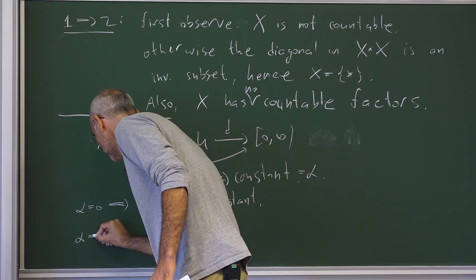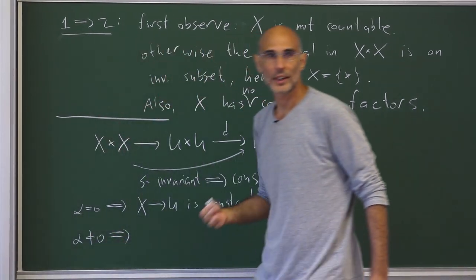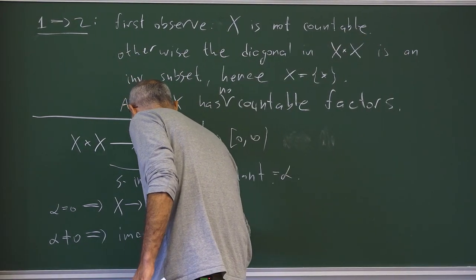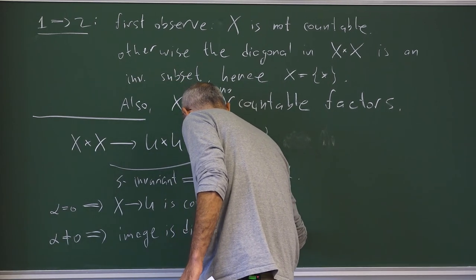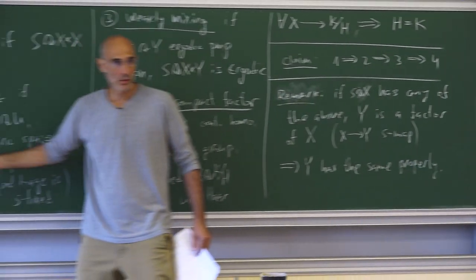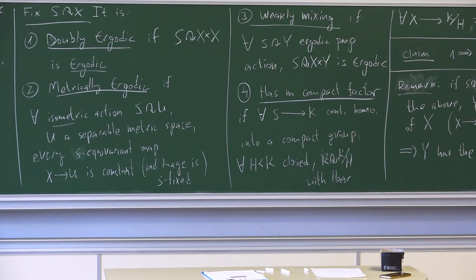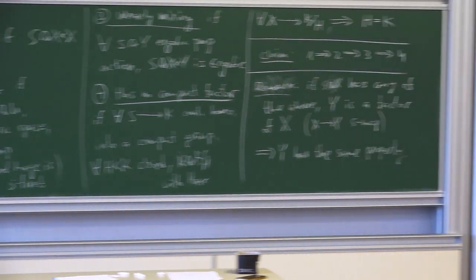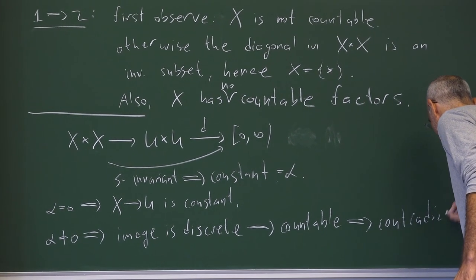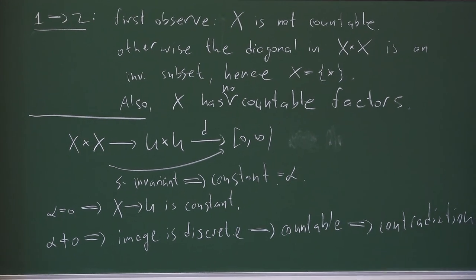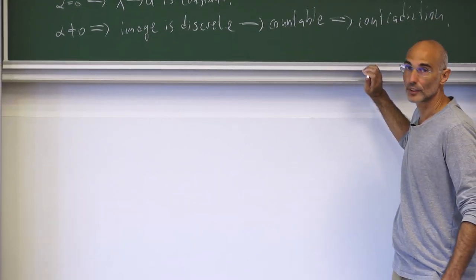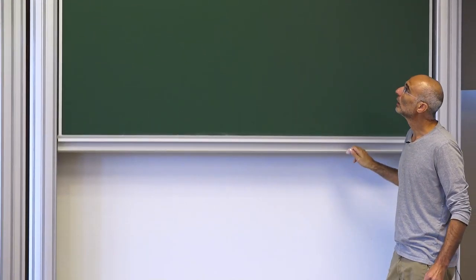If alpha is not zero, then the image of X is a discrete set. And here comes the assumption of separability on U, which implies that it is countable. Which I already explained cannot be. So we are left with the first option. Alpha is zero and the map is constant. That's one implies two.